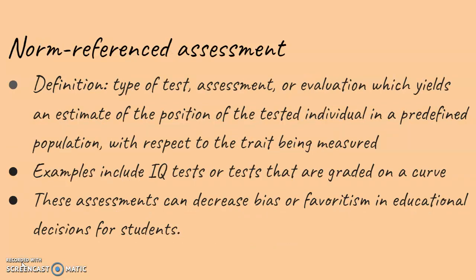Norm reference assessments are a type of test which yields an estimate of the position of the tested individual in a predefined population with respect to the trait being measured. So examples of these assessments include IQ tests or tests that can be graded on a curve. These assessments can decrease bias or favoritism in educational decisions for students.